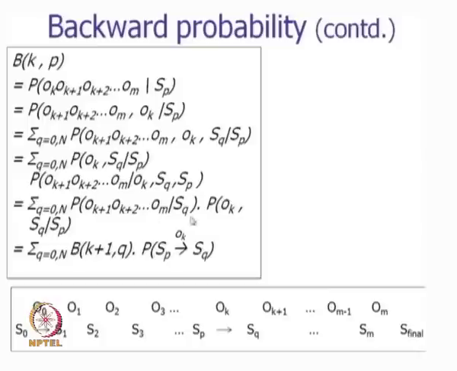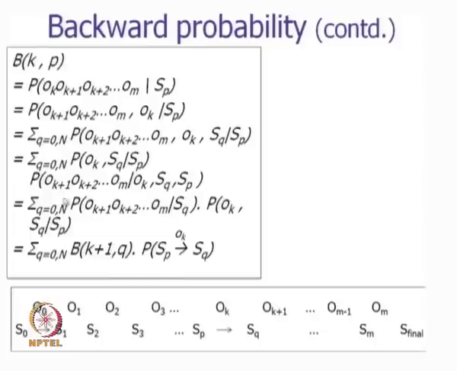So, this becomes the probability expression, because this observation sequence is not influenced by anything other than the state from which it started, which is SQ. So, look at the picture here: Ok+1, Ok+2, up to Om. The state before Ok+1 was SQ, and this is the only thing which influences this whole observation sequence. This is by virtue of the Markov assumption.